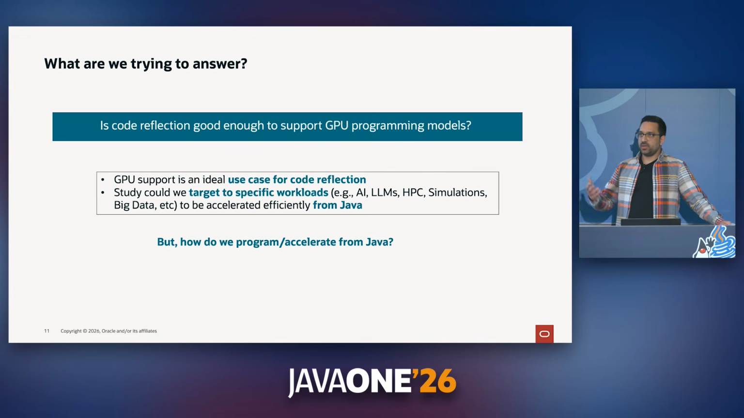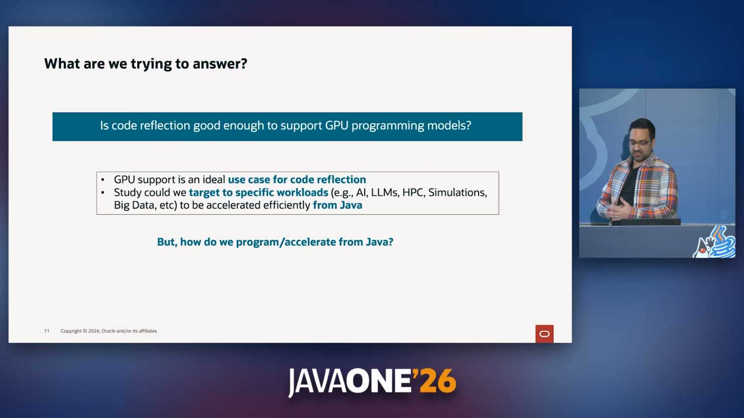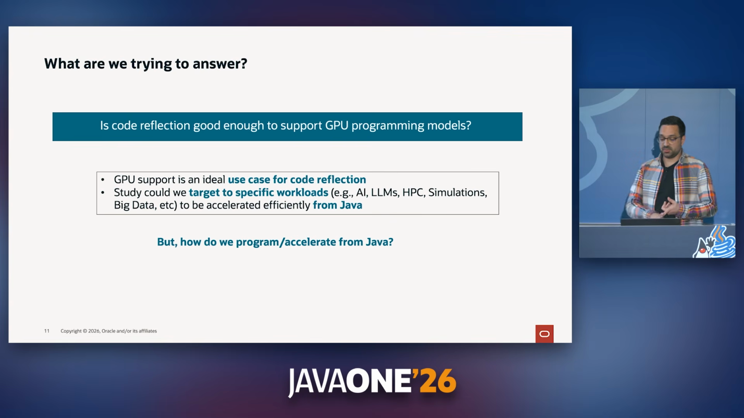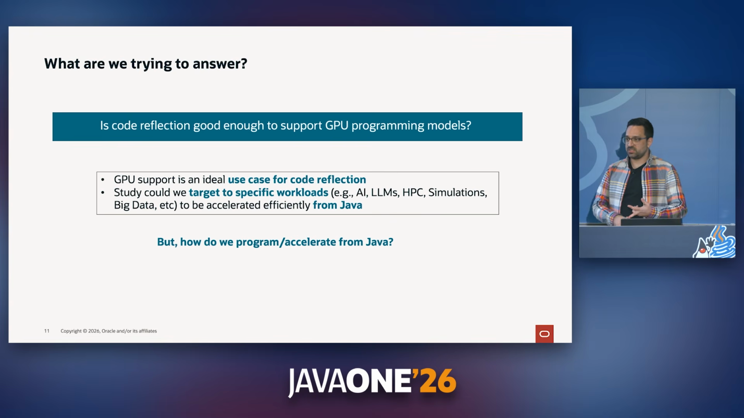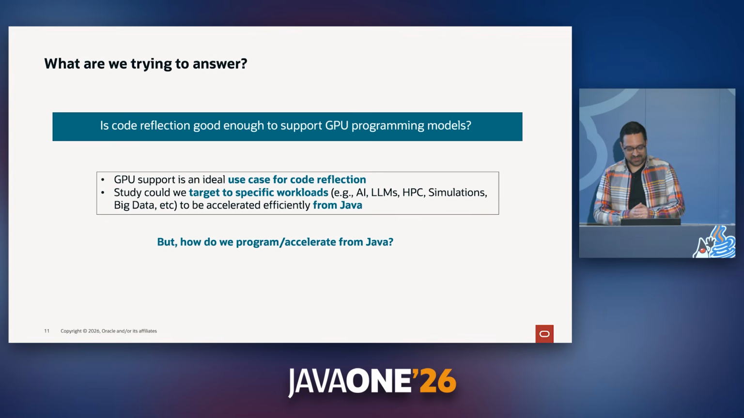The second point here is that we have another opportunity after Project Sumatra to revisit how we can enable acceleration for Java using, in this case, code reflection and Project Panama. Because it will be nice in the future to target specialized workloads from the Java side. The star use case these days is AI and LLMs, but there are many others: HPC, simulations, embodied simulations, physics simulations, big data, etc. So GPUs are actually used for more than just LLMs, okay?